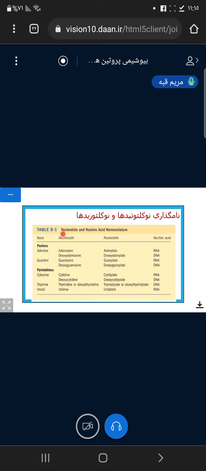This is a review for nucleotide and nucleoside nomenclature.